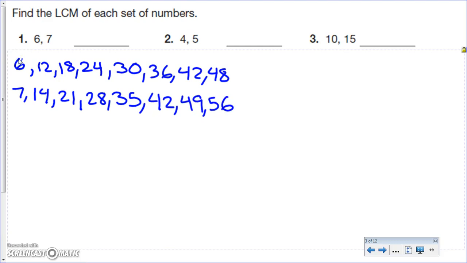Next, we're going to circle the common multiples. So the first multiple they both have in common is 42. Therefore, since this is the first number that shows up on both lists, we know it is the least common multiple.